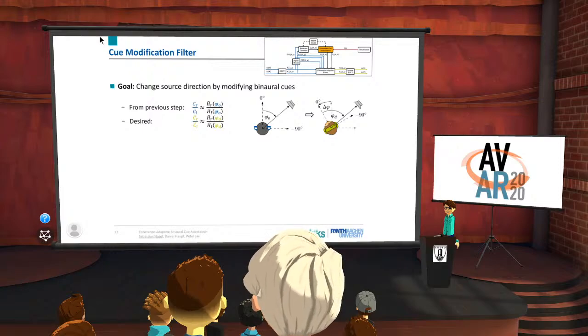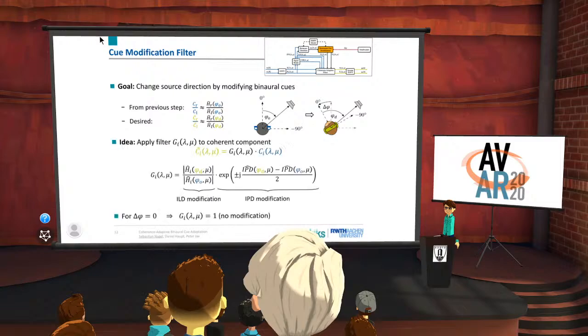relative transfer function between the coherent component that we would like in our output signal. And then the goal of modifying the binaural cues is to change this ratio in the output signal. So the idea is we apply a filter to the coherent component that will change the ratio between the different channels to what is desired, and the equation for this filter is given here. So the filter is given in the frequency domain, so these are complex coefficients, but essentially it's a linear filter that's applied to the coherent components actually.